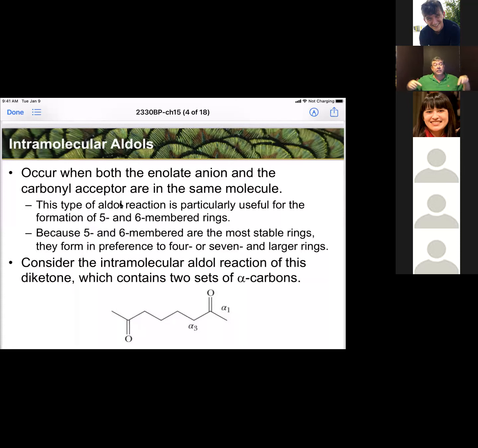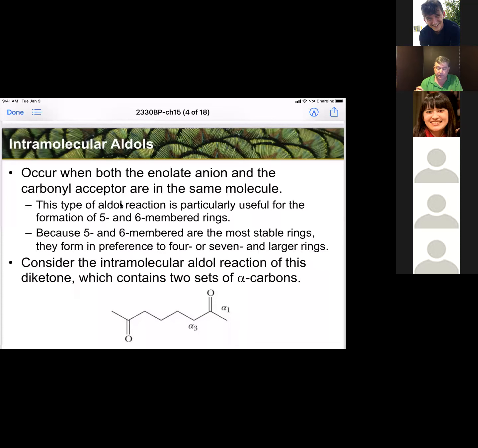And actually the reactions are really fast because they don't have to diffuse and find the other member. It's just right there all the time. Okay, so we have a choice, right? So we have to pick the one that forms the enolate that gets us a 5 or 6 membered ring, okay?